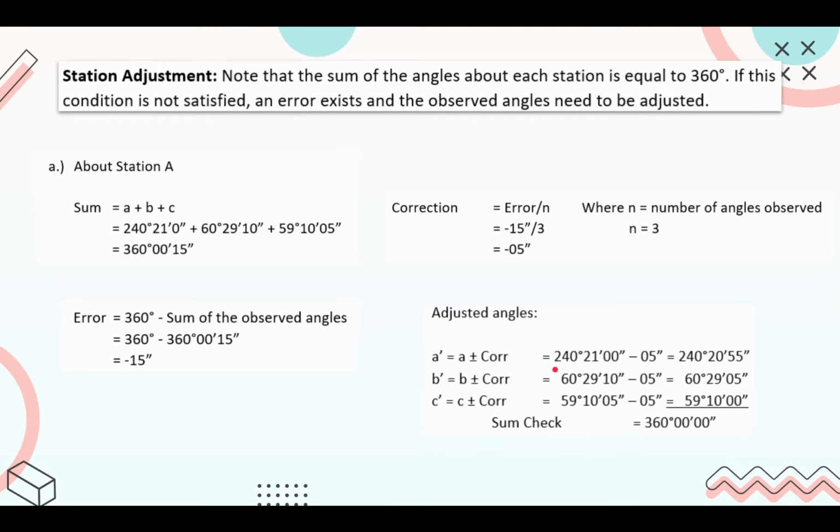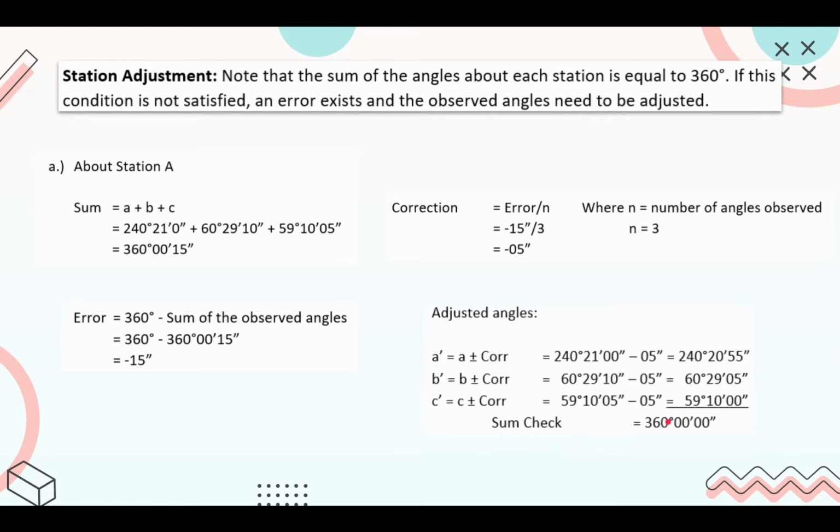We then repeat the same process in solving for B prime and C prime. After that, we will do a sum check to verify that the adjusted angles sum up to 360 degrees. In this case, our adjusted angles actually sum up to 360 degrees, as it should. So we will then input our computed quantities to the table provided. So next, we will proceed with station B.